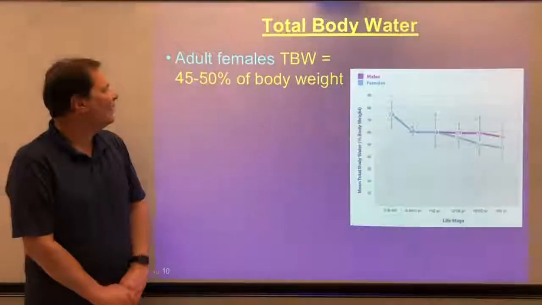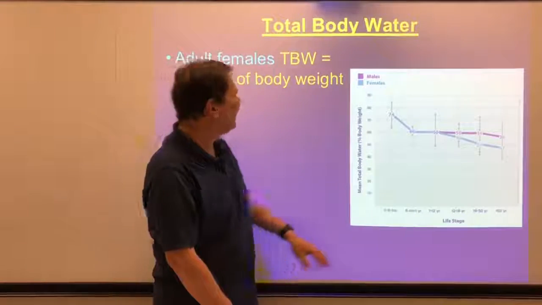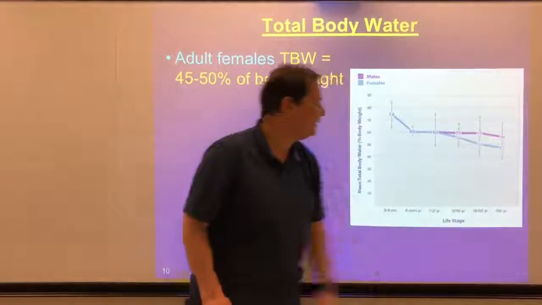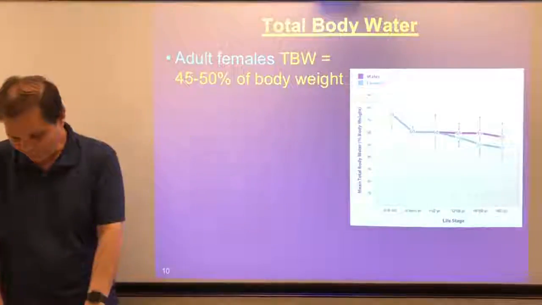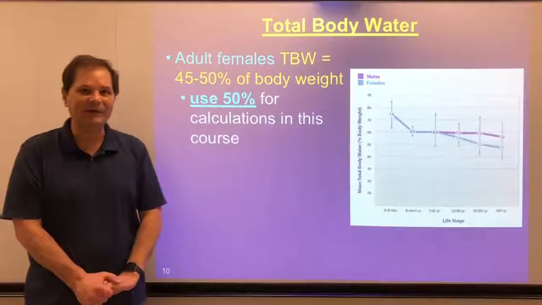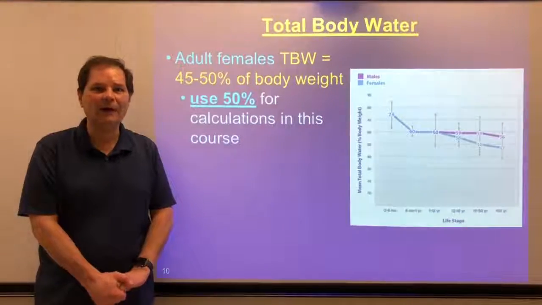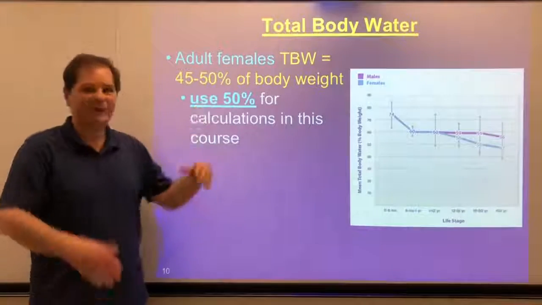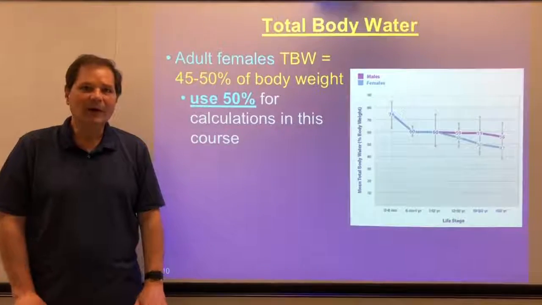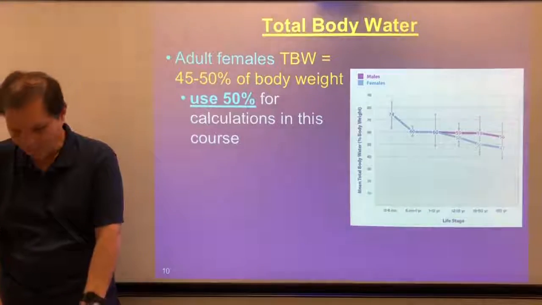An adult female will have 45 to 50% of her body weight as total body water. Here it's 47 on this graph. For the purposes of calculations in this course, please use 50%. So when we ask you to do some calculations later on, we assume that if you weigh a female, half of that body weight will be body water, okay?